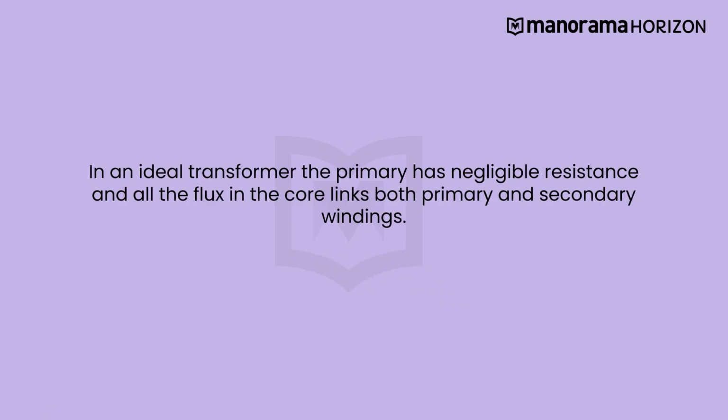In an ideal transformer, the primary has negligible resistance and all the flux generated in the core links both the primary and secondary windings. So in other words, there is no leakage of flux outside the core of the device. There is no wasted flux. And also there is no resistance in either the primary or the secondary winding, so there is no power loss caused by I square R losses.